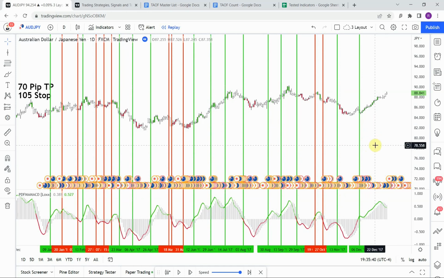So that barely misses that 60% criteria that we were looking for, just like many indicators do. There are a whole lot of indicators that get you right at the 50-50 mark or in the 50s type win rate with this kind of take profit and stop anyways.